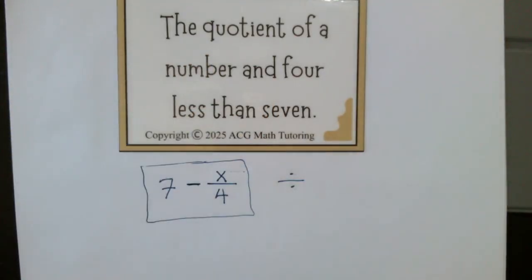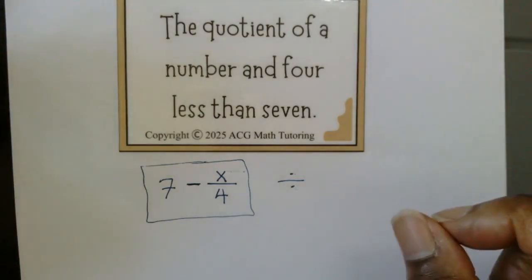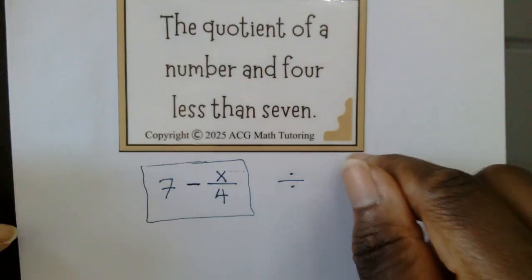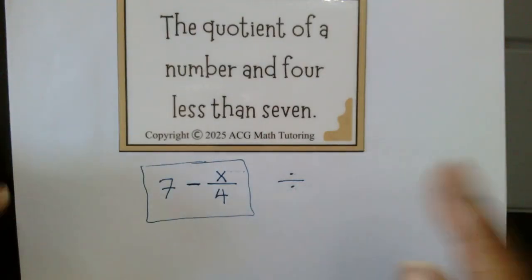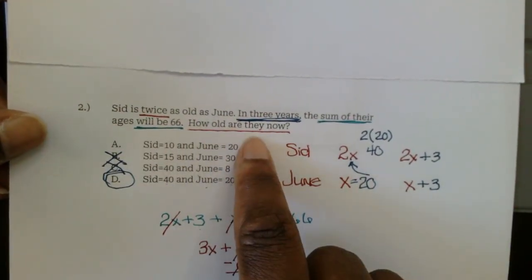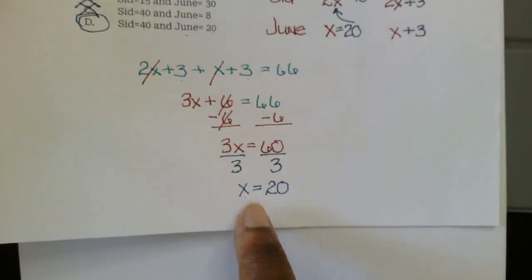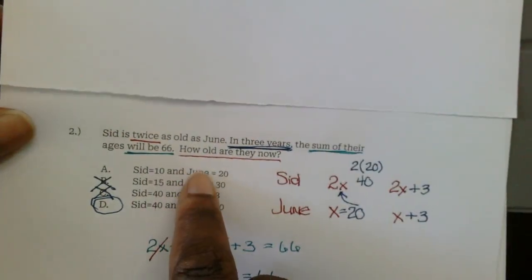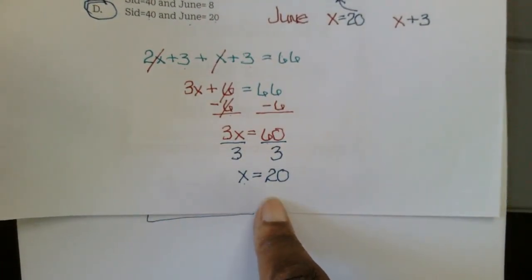So when you're looking at word problems, especially if they give you an equation, go to the question. And after you solve, always go back to the question. Because you might have solved like we did today with Sid and June. This question could have read, how old is June? Well, we figured out June is 20. Boom, we're done. Or the question could have said, how old is Sid? Okay, we figured out June, but we were not done.